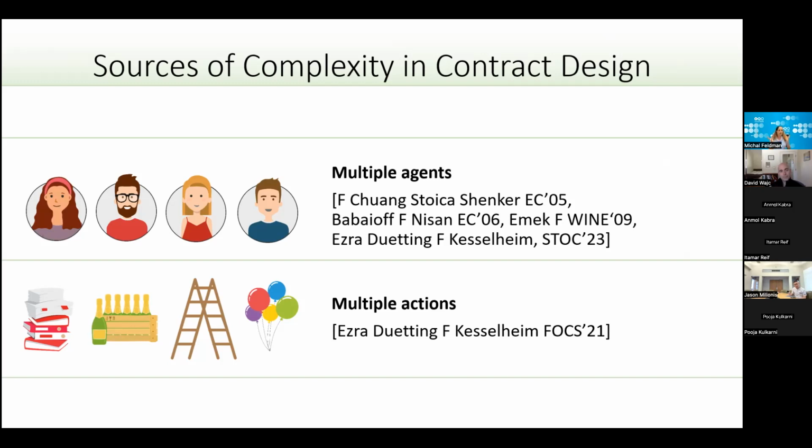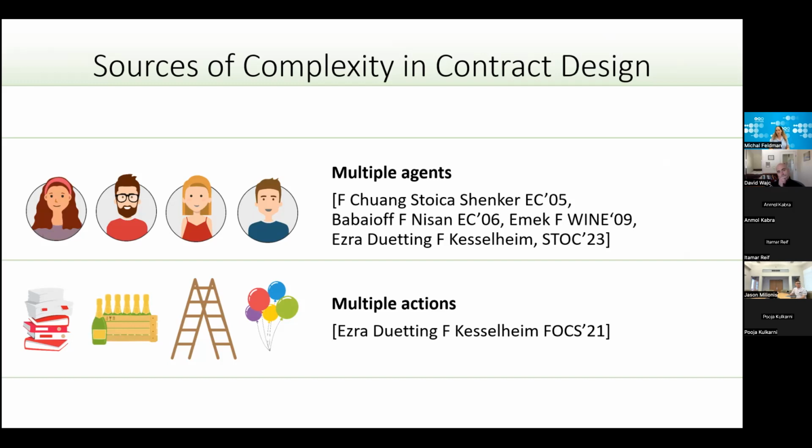Now we can think about different sources of complexity. For example, maybe the task is completed not by a single agent, but by a team of agents. That's very common in real life. And then there may be some delicate contingencies, dependencies between the actions taken by different agents. So how do we incentivize a team of agents to engage in some costly effort? There are many very interesting issues there, for example, free riding. So we'll see all this.